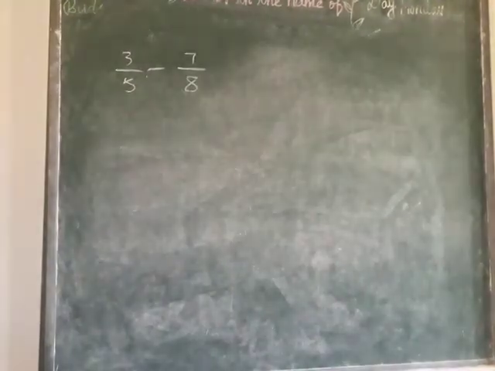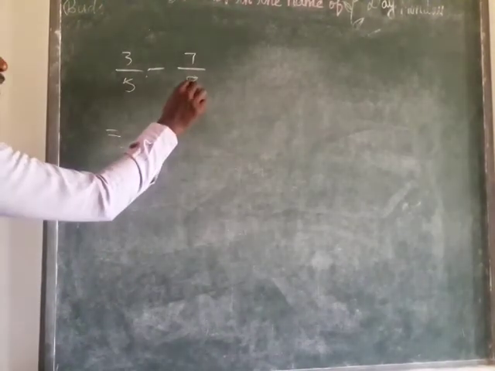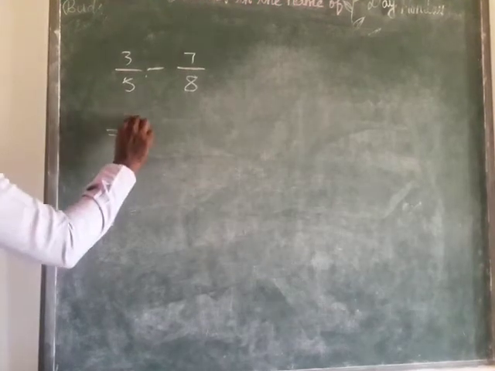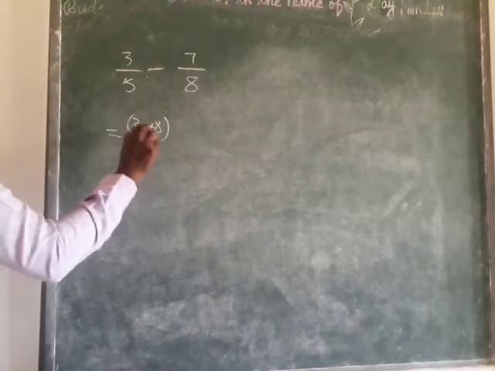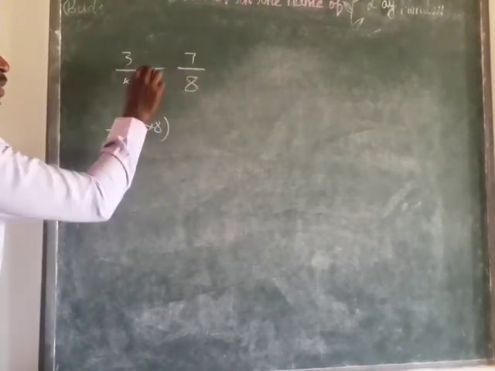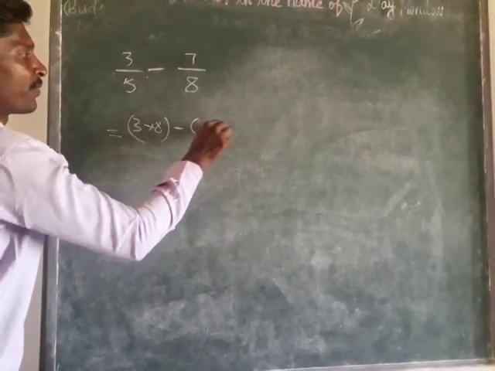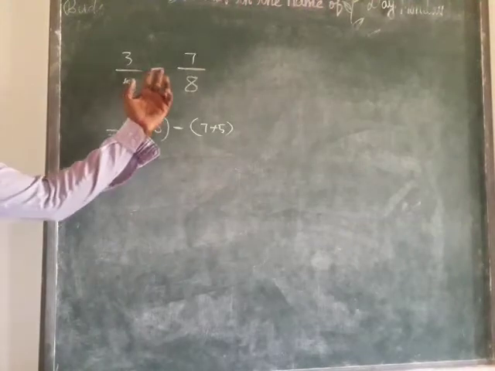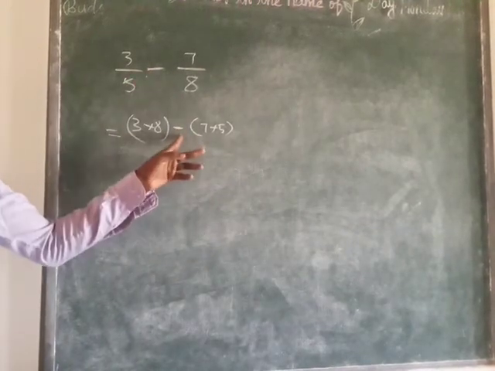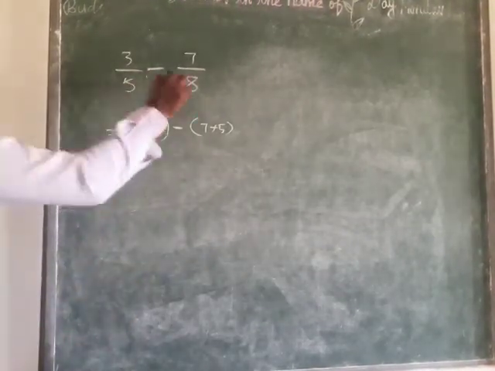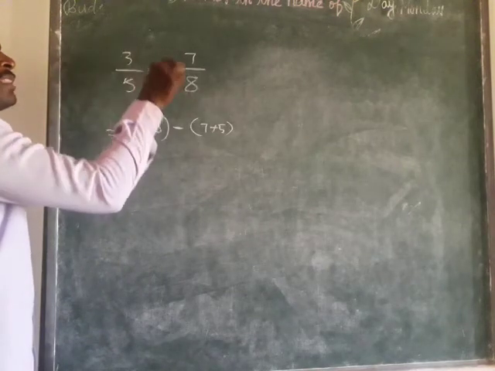So what is the first step? Just cross multiply 8 into 3. Okay, so 3 into 8. Then 5 into 7. Here what symbol is there? That symbol stays. So don't change the symbol. Here plus, write plus. Here minus, write minus.